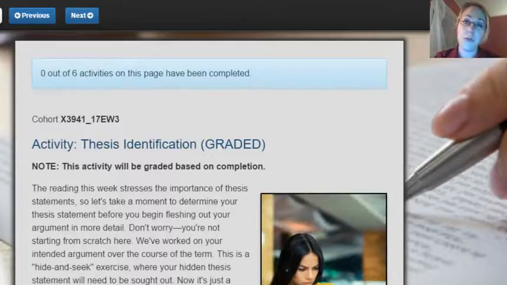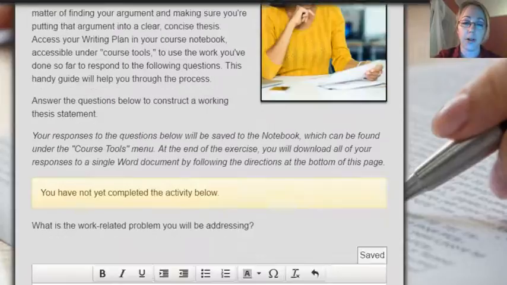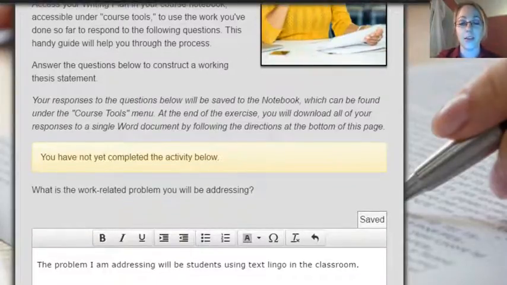Okay, so let's look at MindEdge and see what steps we can take to make identifying our thesis, composing our thesis, just a little bit easier on us. This week in MindEdge we have 5.3 activity thesis identification, and it's much like many of our other activities in which we have prompts that will help us compose the final entity. In this case, it's going to be our thesis statement.